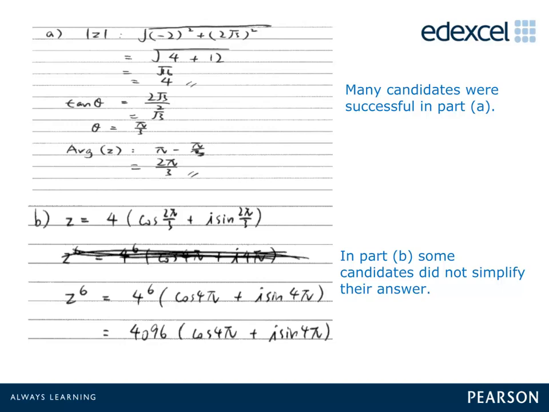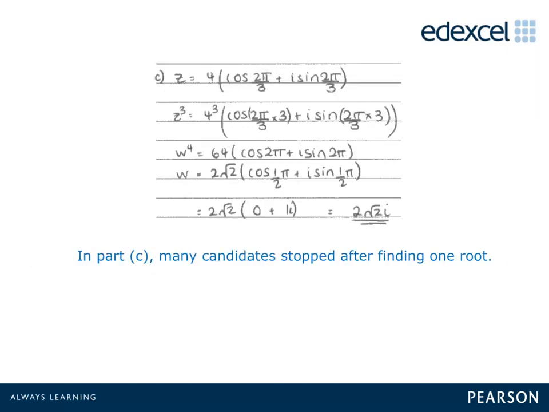Many candidates were successful in Part A. In Part B, some candidates did not simplify their answer. In Part C, many candidates stopped after finding one root.